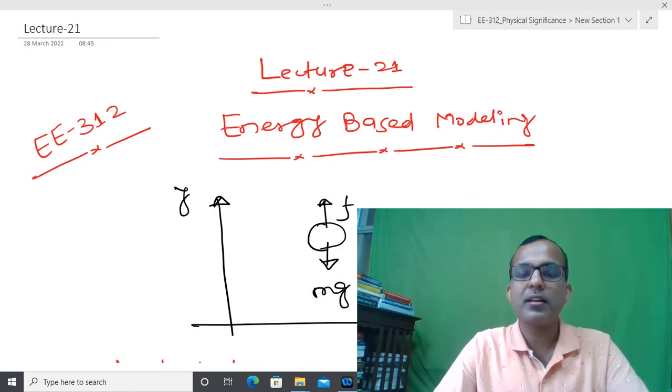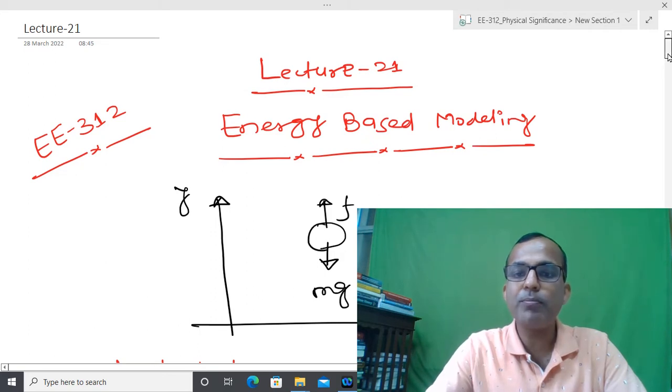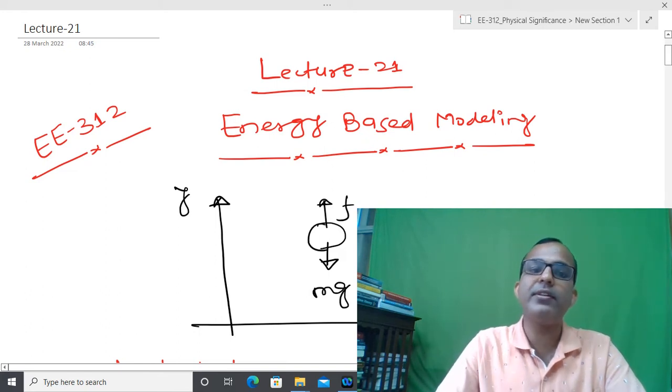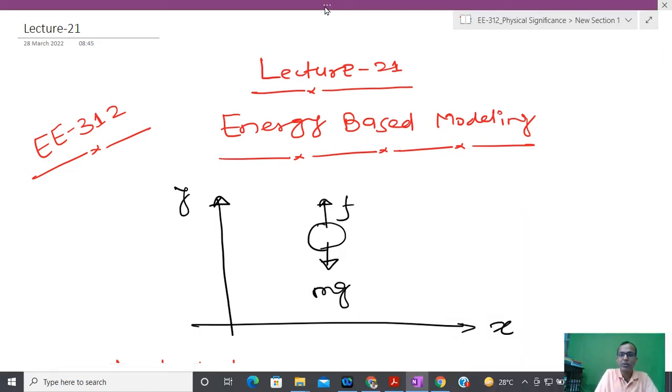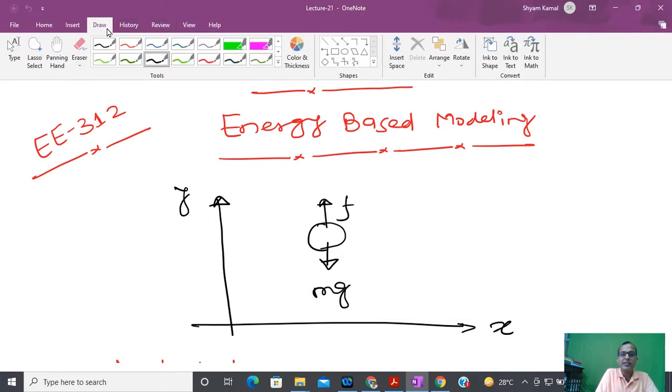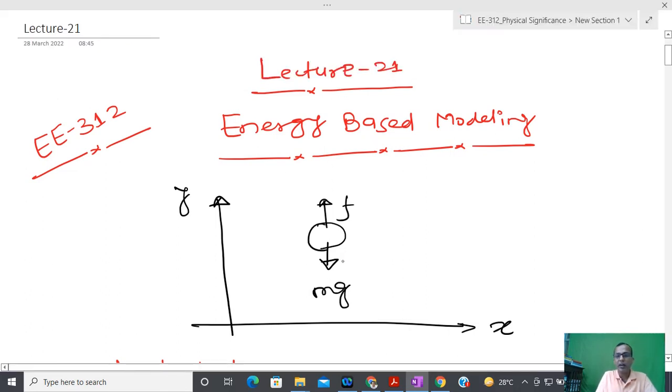Let us try to see one motivating example. In order to motivate the formulation of energy based modeling, I have taken a very simple system. Here you can see that I have one mass, and this system is just moving in one direction. I have applied some force, and this downward force is the force due to gravity.